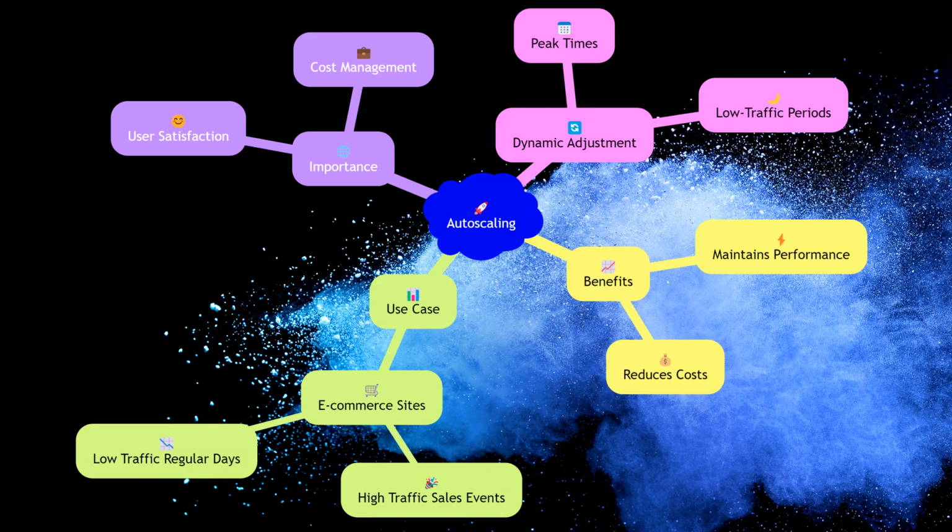Autoscaling is crucial for modern applications that experience fluctuating traffic. It helps in maintaining application performance during peak times and reduces costs during low traffic periods. For instance, an e-commerce site might experience high traffic during sales events and low traffic during regular days. Autoscaling ensures that the site remains responsive during high demand and cost-effective during low demand. This dynamic adjustment is essential for both user satisfaction and cost management.